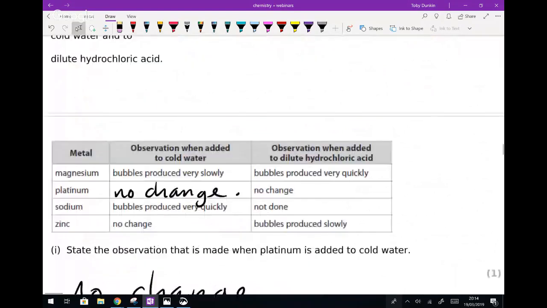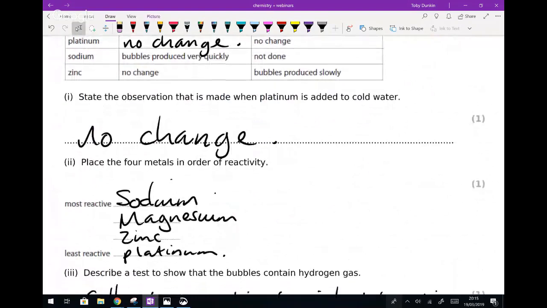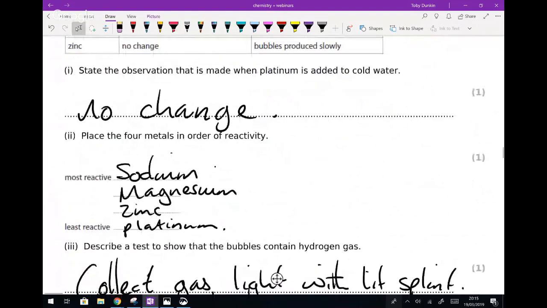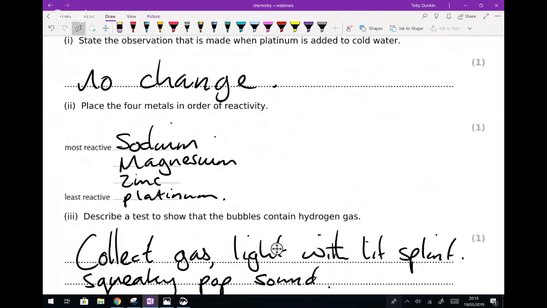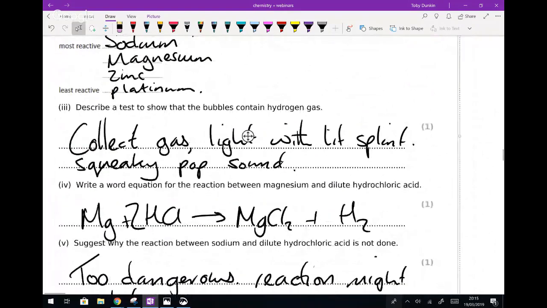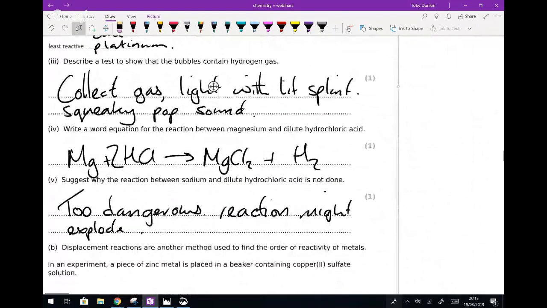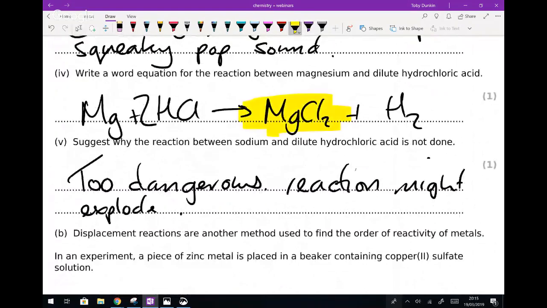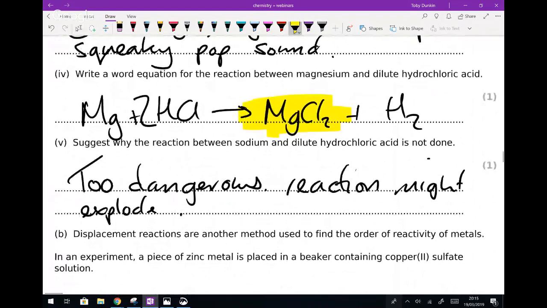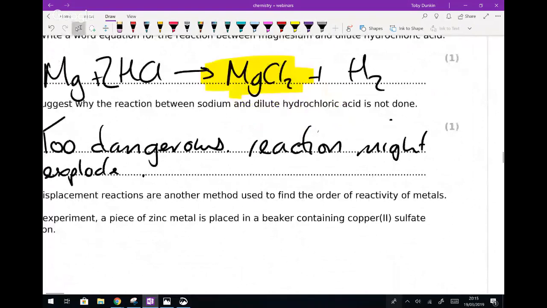Next, order of reactivity. Platinum definitely won't do anything. State the observation made when platinum is added to cold water. No change. Place the 4 metals in order: sodium, magnesium, and platinum. Describe a test to show that there's hydrogen. Collect gas, light with a lit splint, squeaky pop sound. Balanced equation, which everybody gets wrong. Watch it, folks. Why do we not put sodium into hydrochloric acid? Because it's way too dangerous. It's probably going to explode.